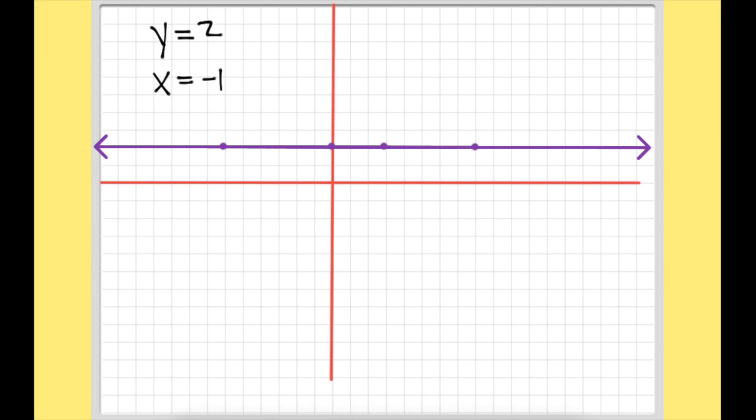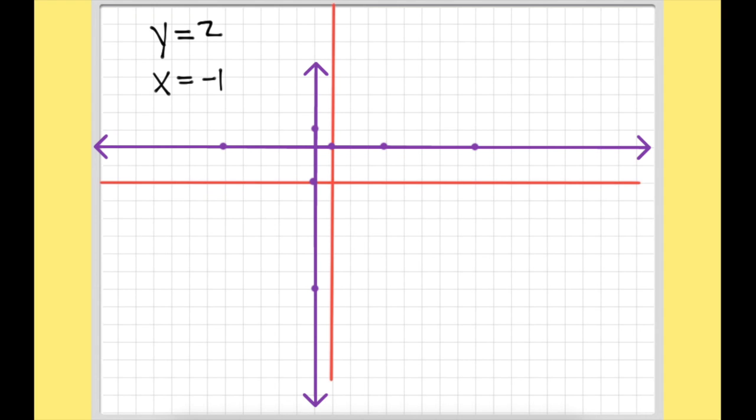And so when we graph a y equals equation, we get a horizontal line at that value. With x equals, it's a little different because we have a constant x value. And the x value is always going to be negative 1. So we have negative 1, 0, negative 1, negative 6, negative 1, positive 3. All of those points are going to be on the line x equals negative 1 because they all have an x value of negative 1. And so when I connect these points, I get a vertical line at x equals negative 1.